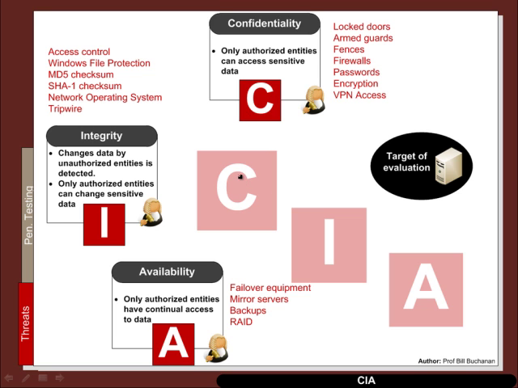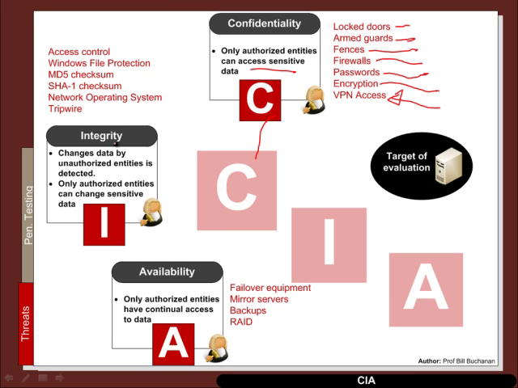A key focal point within Certified Ethical Hacker is CIA. So C stands for confidentiality, and that's to make sure that only authorized entities can get access to sensitive data. So that might include locked doors, having armed guards, building fences as a deterrent, having firewalls on the outside of the network, have strong passwords, using encryption for data, and for external access, have VPN tunnels.